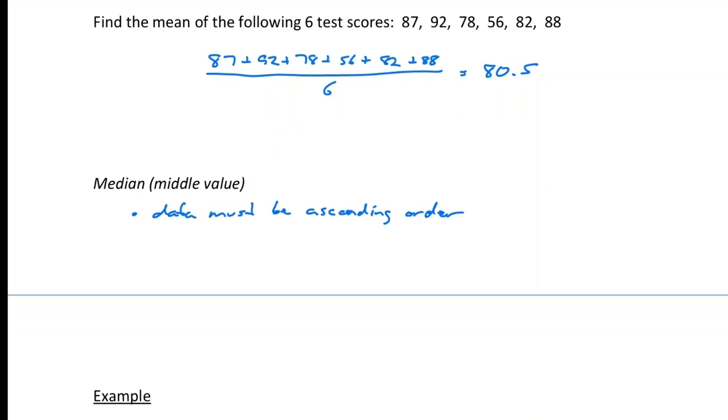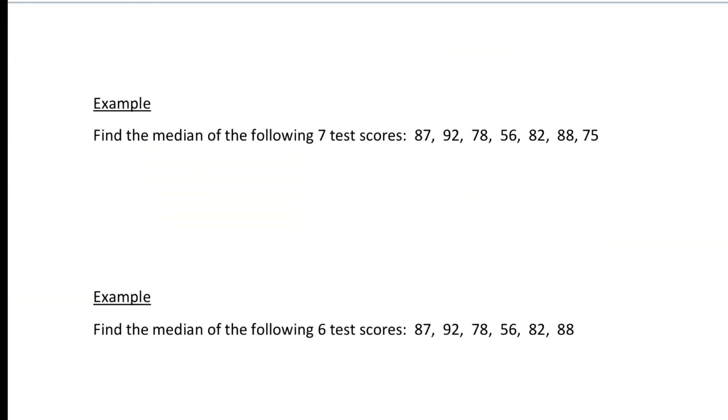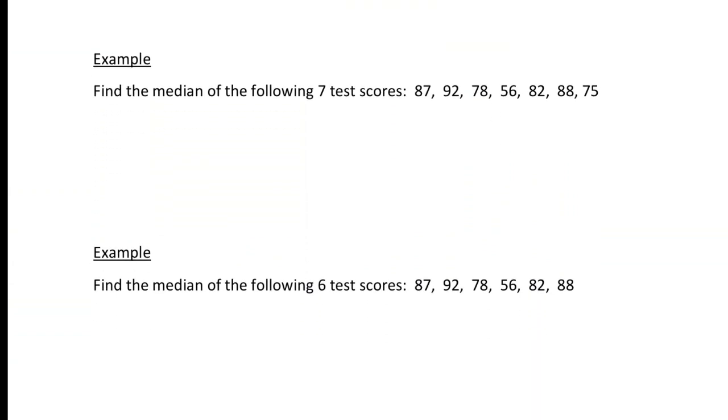But again, there has to be order to that, or it's not going to make sense to find a middle value. So we're going to go through two examples because if you have an odd number or an even number of data points, it impacts how we actually find the median. In the first case, we have 7 test scores. If we're just looking for the middle number, the first thing we need to do is make sure that those values are in order. So we've got 56, 75, 78, 82, 87, 88, and 92.